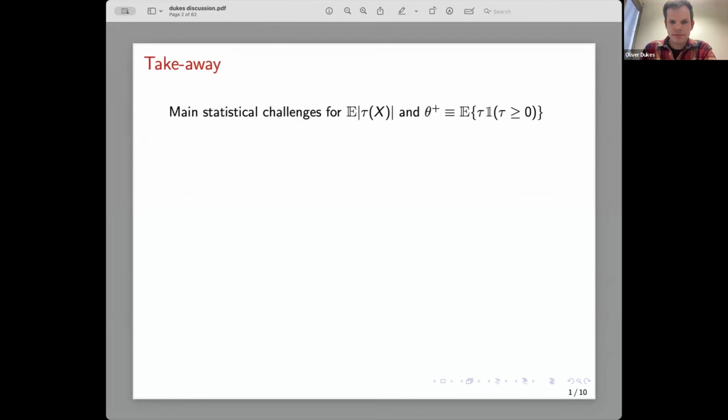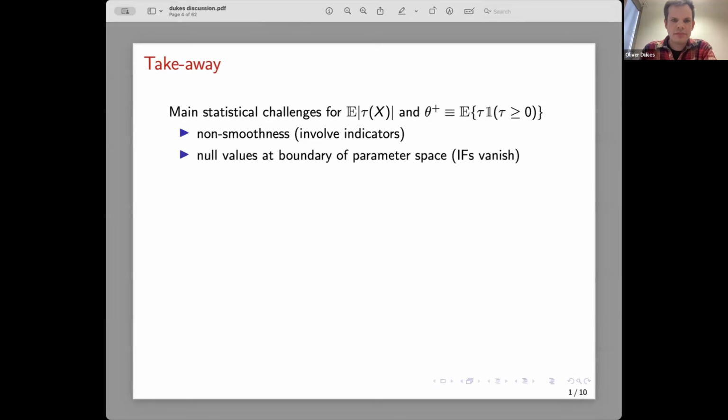So yeah, just to give my very short perspective, I think if you could isolate the main statistical challenges here, it's that we've got these two kinds of parameters that come up in these two kinds of heterogeneity. They're both non-smooth, like Oliver talked about, so they involve these indicators, which presents challenges. And then these special null values, which we want to test, are at the boundary. And so you have these weird vanishing influence function issues that come up.